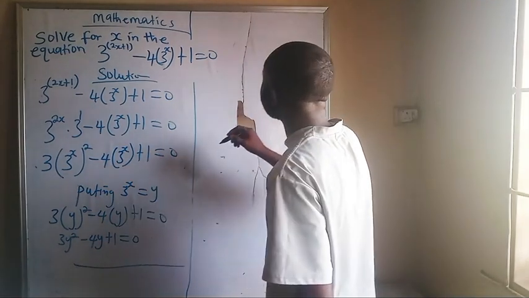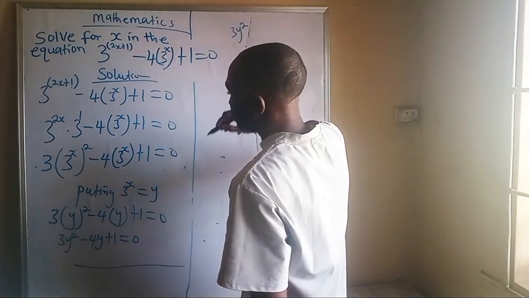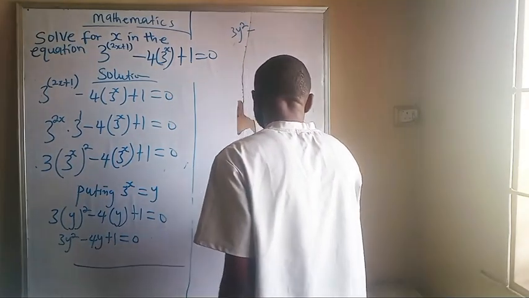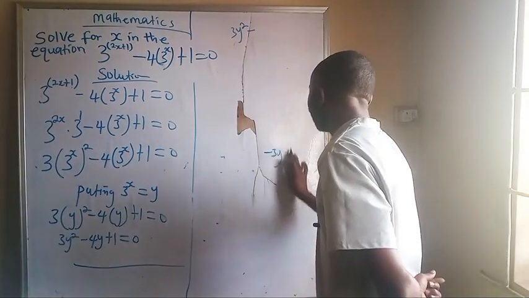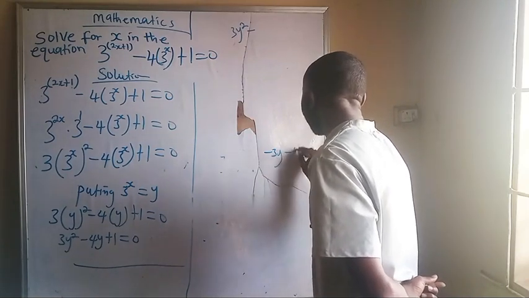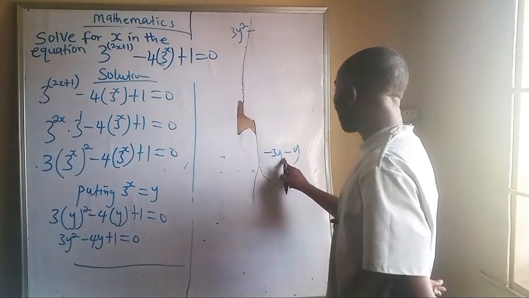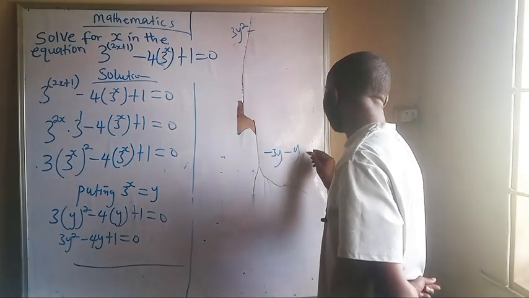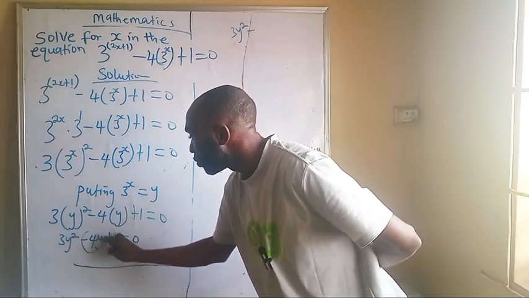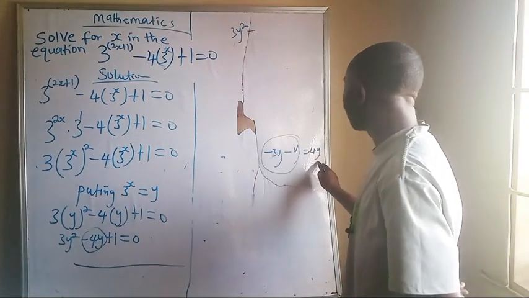So with that, we now write this equation 3y² minus 3y minus 1, sorry, minus y, because one y means y. So -3y minus y will give us -4y. So it's the same thing as this. So we are going to remove this and replace it with this, since they mean the same thing.